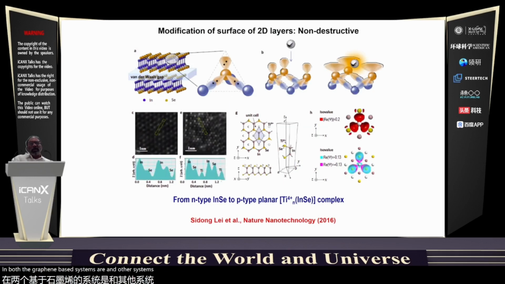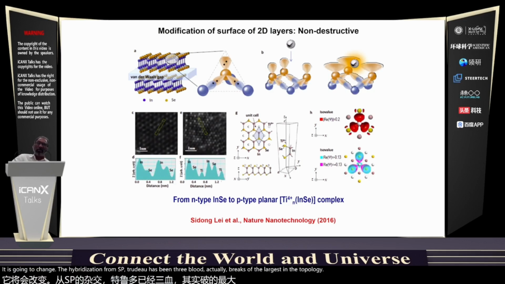Now, many of the chemistries that you implement on these types of materials change the actual topology of the system. So if I take a graphene layer and functionalize it with, let's say, oxygen, it is going to change the hybridization from sp2 to sp3. So that actually breaks up the lattice of the topology of the system.